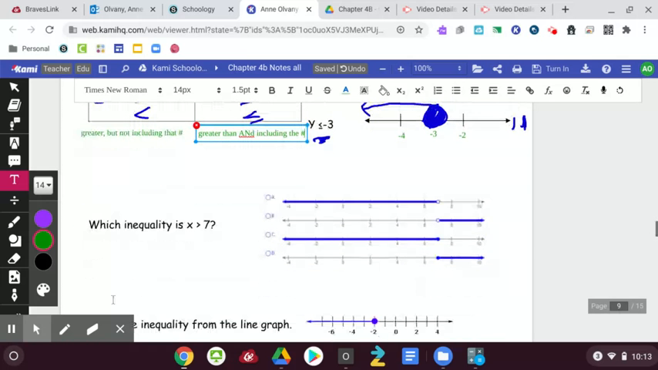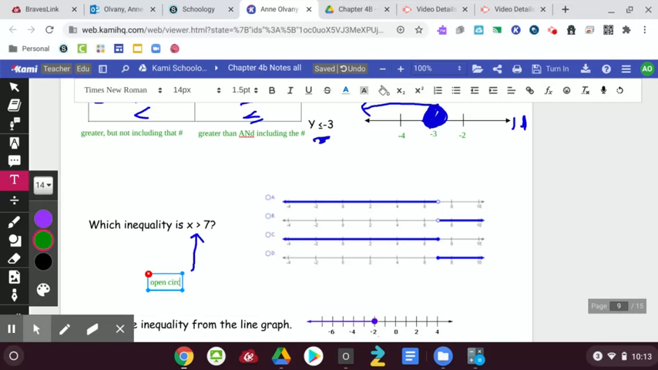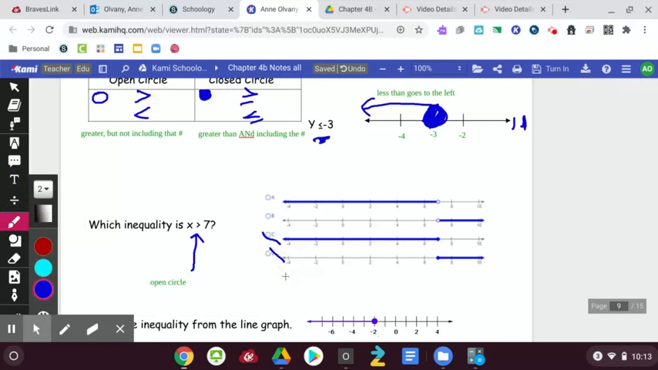Let's take a look at a couple of questions. Which inequality is x is greater than 7? First thing I want to know, will I have an open or a closed circle? There's not an extra line, so this is going to be an open circle. So I can cross off C and D right now. Now all I need to know is which one is greater than 7. And notice if this thing were an arrow, it would be pointing that way. It's not a good line. So it has to be B, bigger than 7.